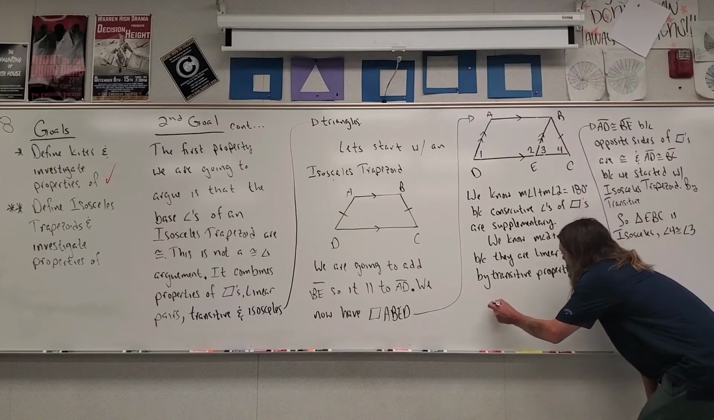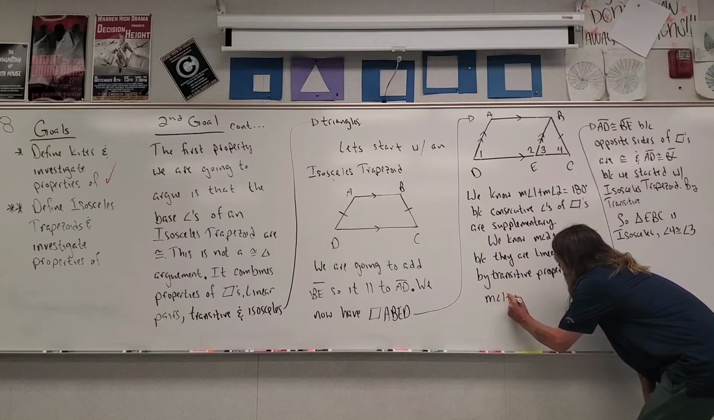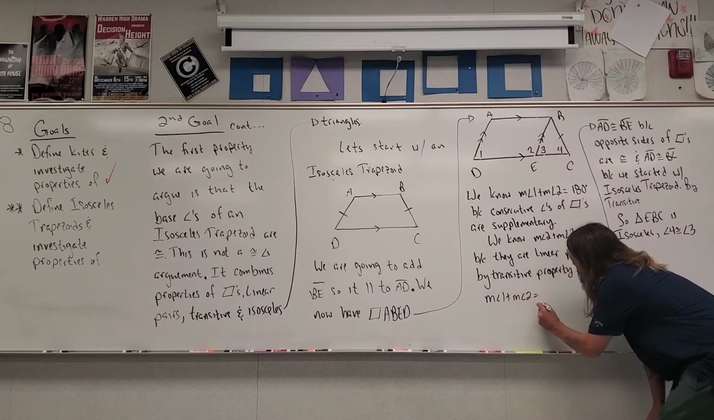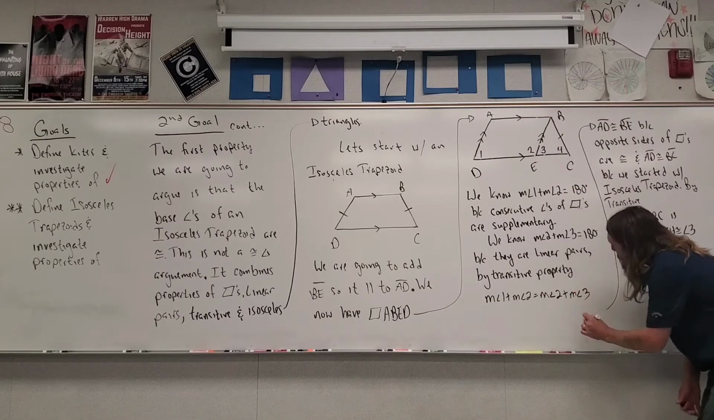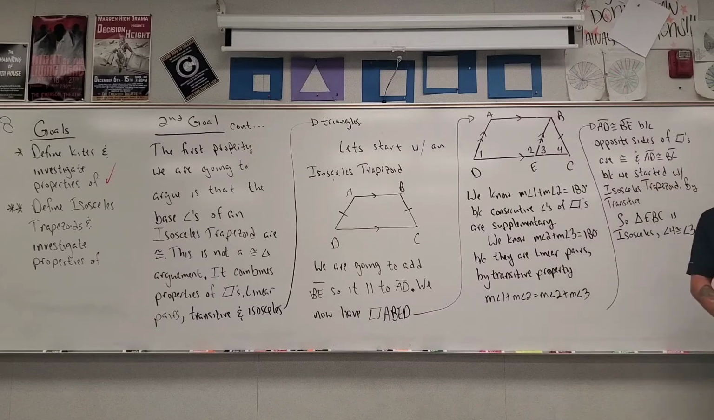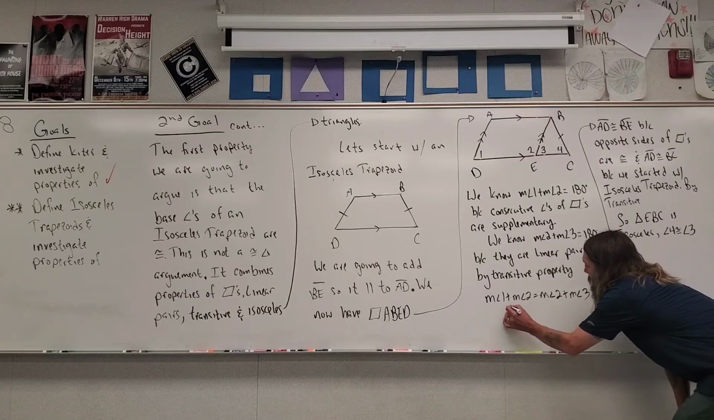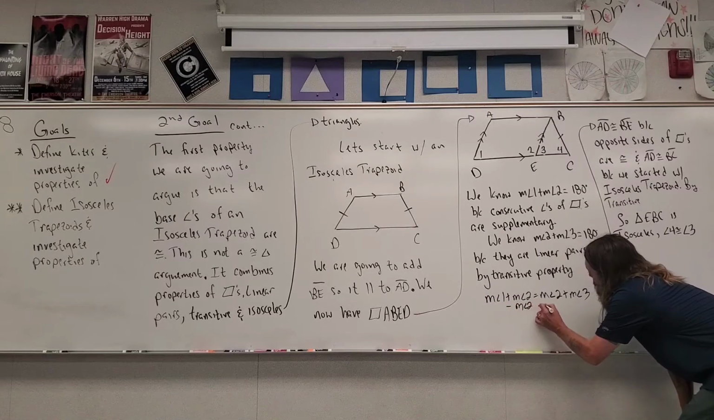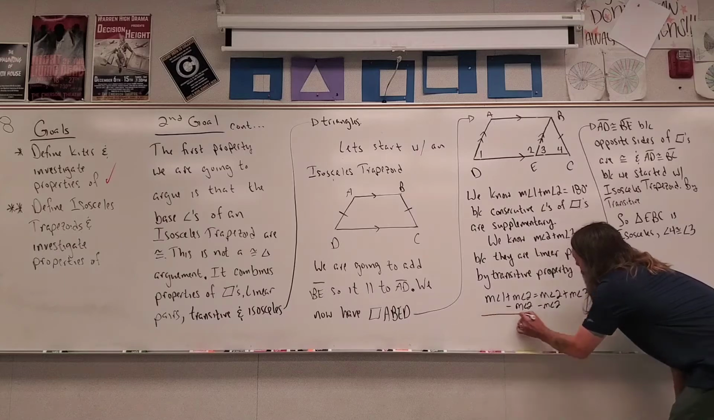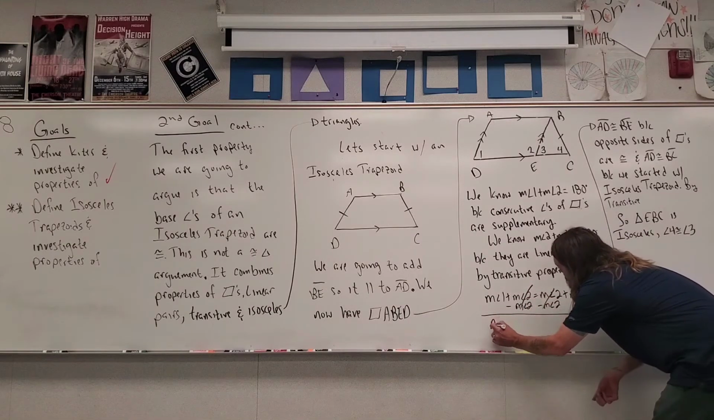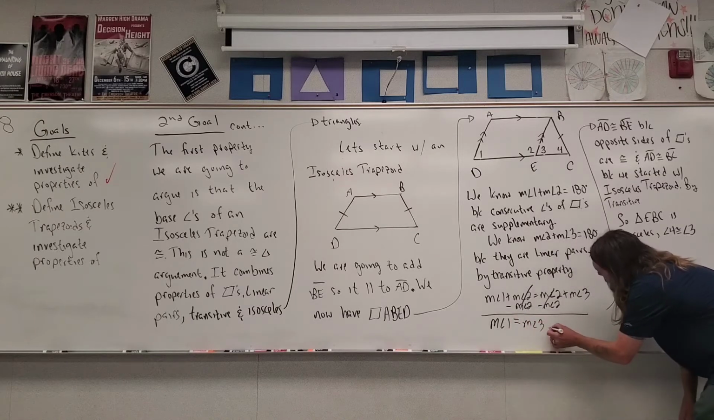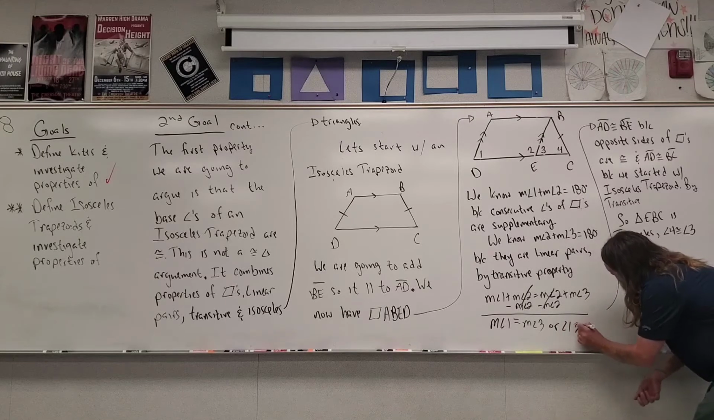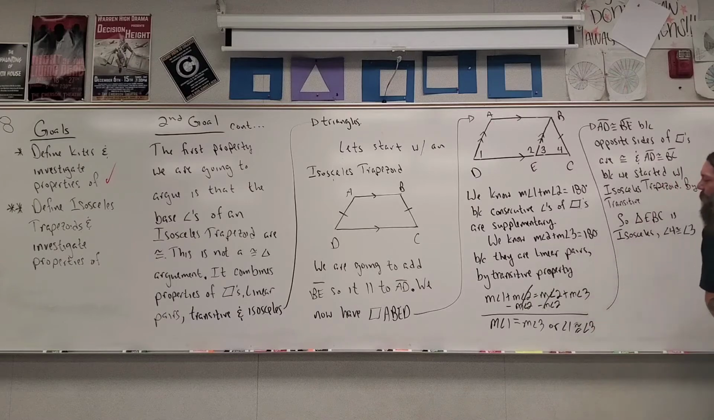So here we have now the measure of angle 1 plus the measure of angle 2 is equal to the measure of angle 2 plus the measure of angle 3. Now both sides of this equation have the same measurement in there, so we can subtract that out. So we can subtract away the measure of angle 2 from both sides. And we will be left with now that the measure of angle 1 equals the measure of angle 3. And if they're equal measure, we can just say that they're congruent. So angle 1 must be congruent to angle 3, right?